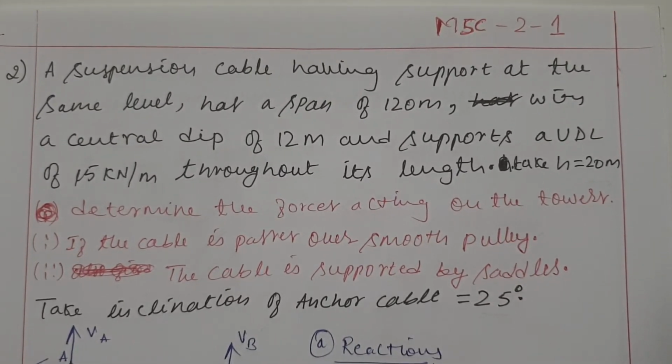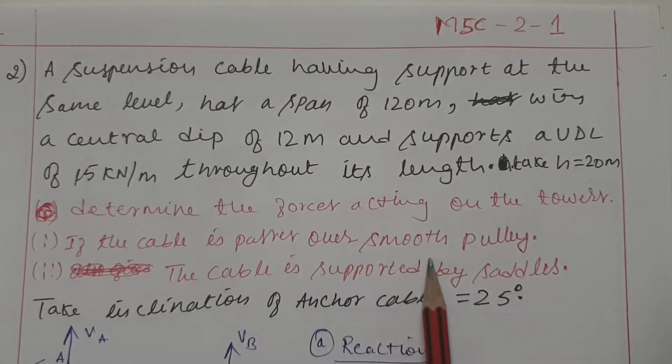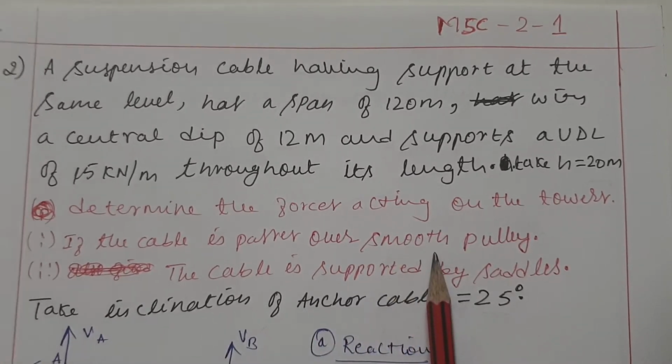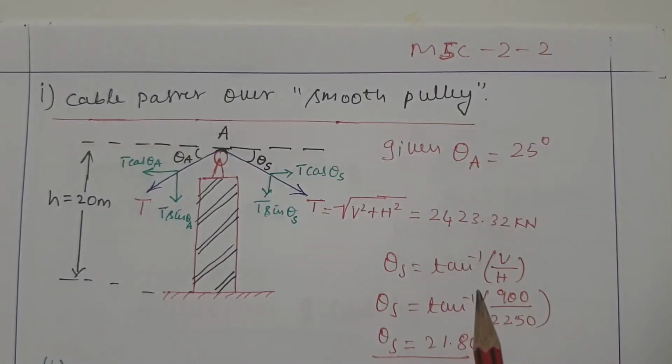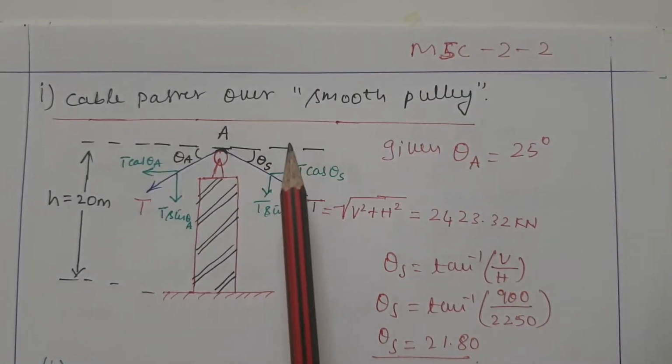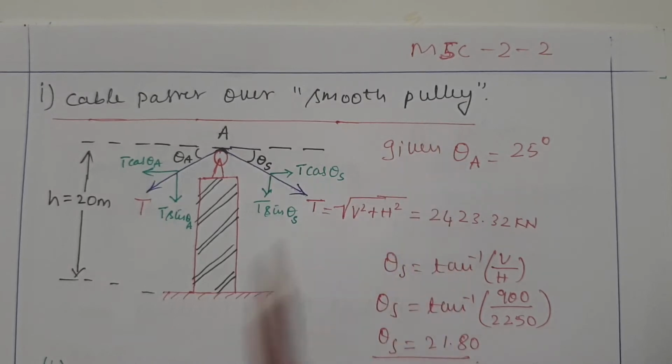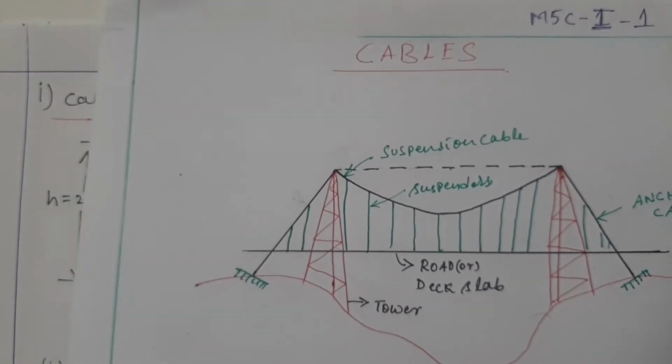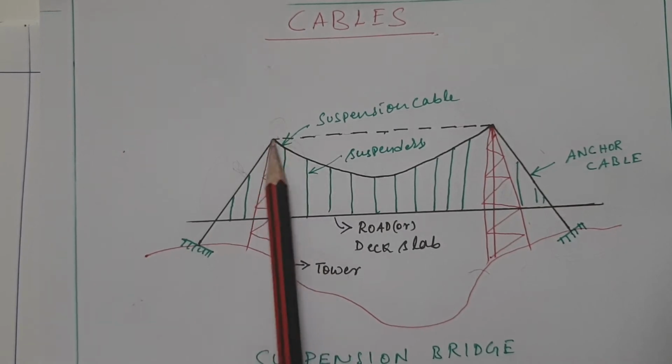With these values we can easily find the forces in the tower. First, the first case I am considering: the cable passes over a smooth pulley, or frictionless pulley. So this is the first case I am considering. Then see here, the tower I considered as it is. If you want, you can refer to the previous video, where I have given a figure. See this one. This is the tower I am considering.